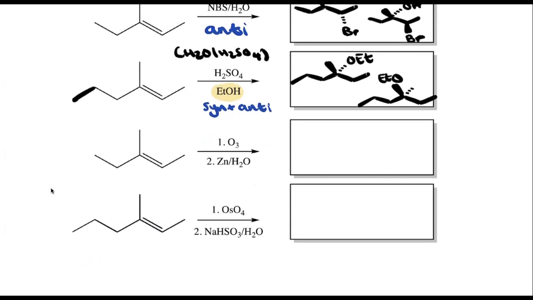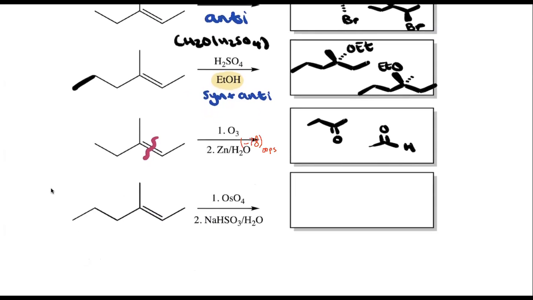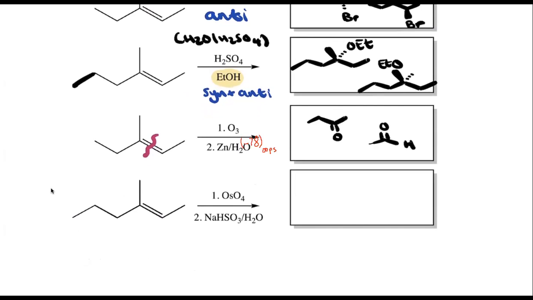Cool. Ozonolysis, you know that's going to break your carbon-carbon bond over here. So it's not syn or anti, you just end up getting these two products. Okay, and then lastly, you have OsO4. Remember OsO4, that's your dihydroxylation. So what your dihydroxylation does is that you're going to add in alcohols on either side. So like this. And remember that this reaction is syn only.